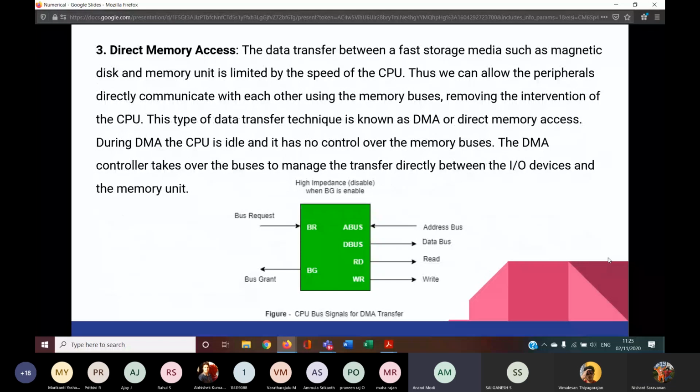Yeah, so in direct memory access, the data transfer between a fast storage medium such as a magnetic disk or a keyboard or anything, and the memory unit is limited by the speed of the CPU. Thus, if we remove the CPU and directly access the memory unit, we can achieve faster speed. So we can allow the peripherals to directly communicate with the memory buses, removing the intervention by the CPU. And this is the direct memory access method. And yeah, we can go to the next slide.